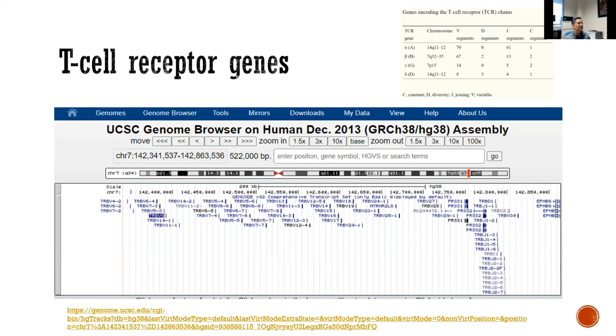And that's the genome browser for humans. I show you the position on chromosome 7, on the long arm. At this position, you'll see the T receptor gene beta chain. There are clusters of beta chain segments of different types, and the V segments.